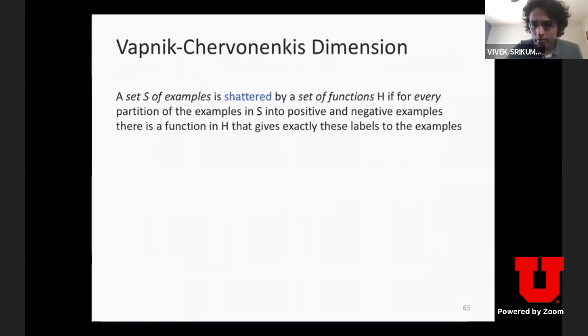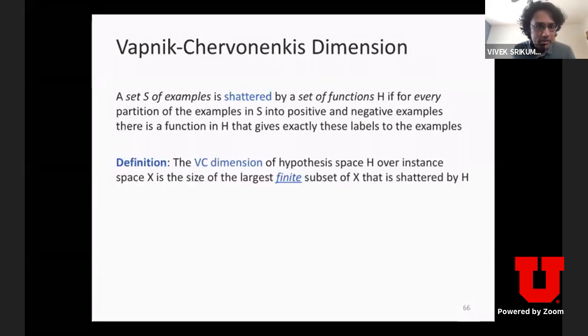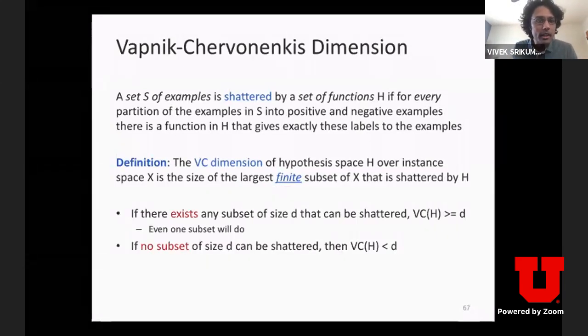Just to remind you, I've rewritten the formal definition of shattering here. A set of examples is shattered by a set of functions if for every partition of the examples into positive and negative, there's some function that gives exactly the same label. The VC dimension of a hypothesis space is the size of the largest finite subset of the instance space that is shattered. In other words, if there is a set of examples of size D that can be shattered, then we say that the VC dimension is at least D. Even one subset will do. Even if you can find one arrangement of the points that can be shattered, then the VC dimension is at least D.